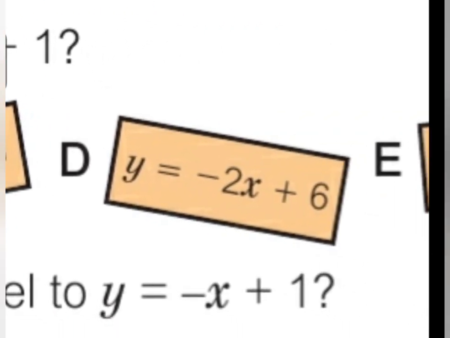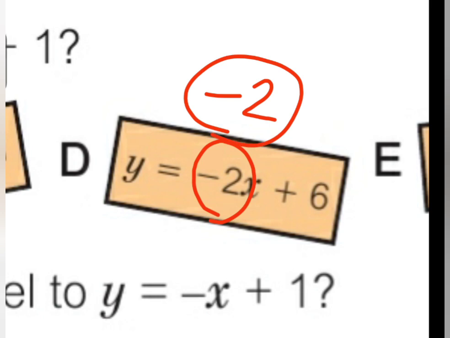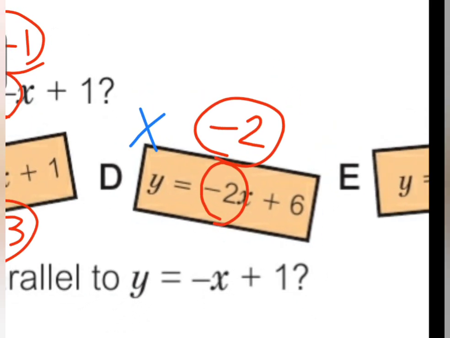And then D. What's the gradient here? Good job. It's negative 2. The number multiplied by the x, or the coefficient of x. Now, is this one parallel to the line that we're talking about? Very good. It's not, because parallel lines must have the same gradient.